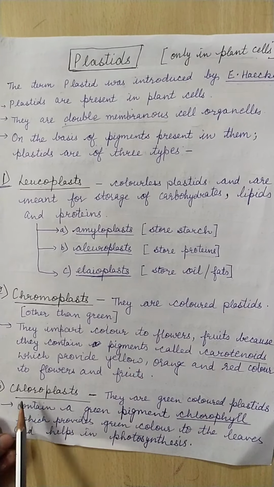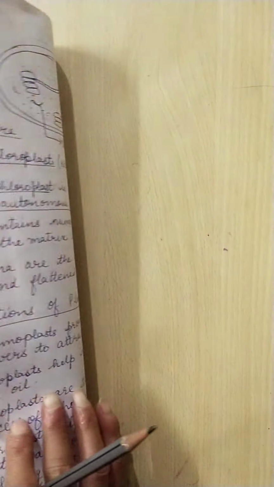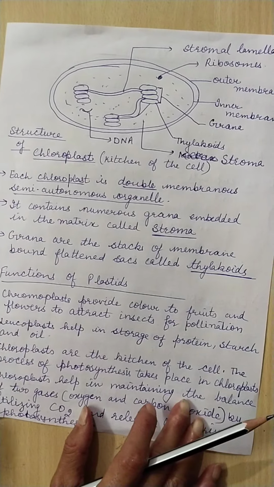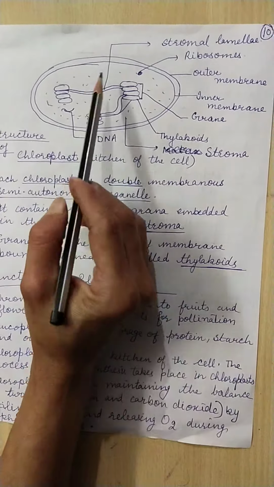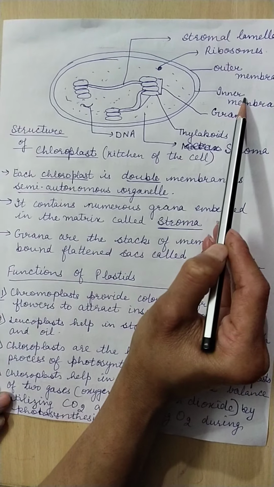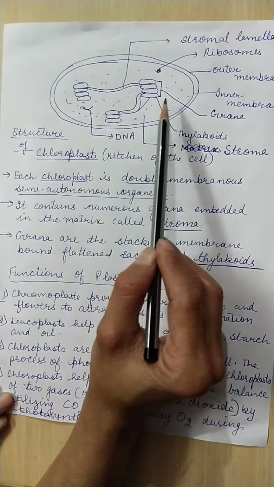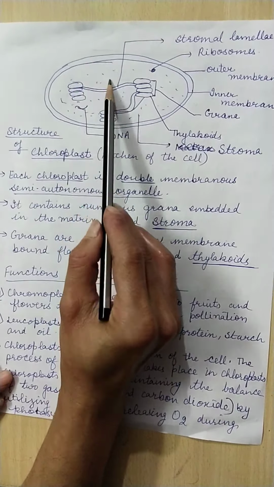Photosynthesis means the process by which green plants prepare their food. This photosynthesis occurs in the chloroplast of the leaf cells. Now let us discuss the structure of the chloroplast. As I told you, it is a double membranous organelle, outer membrane and inner membrane. In the chloroplast, the matrix is there. This matrix is called the stroma.